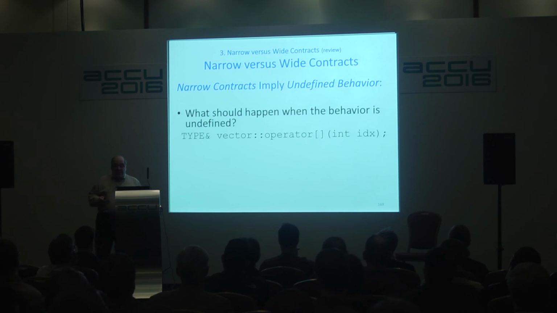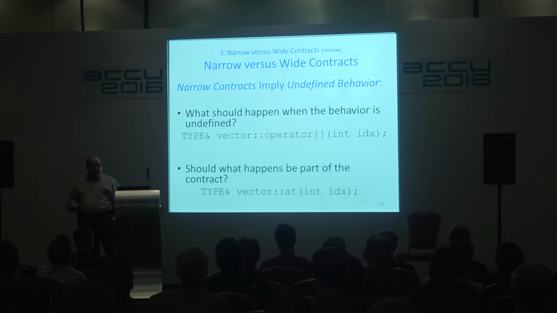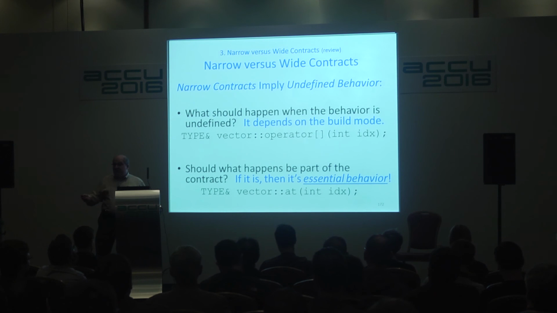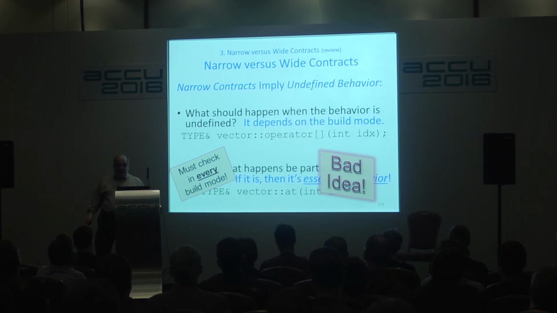So next one. Here's operator bracket. That has a narrow contract, right? Here's the at function. Does the at function have a narrow contract or a wide contract? It's wide, absolutely. Because if you call the thing outside, it's going to throw an exception, but that's part of the contract. So everything is handled, right? This depends on the build mode. This is essential behavior. So it's wide. I hate this function. I hate it. I'd much rather have the option of checking in the square bracket one because I can have it on or off depending on the program and the time of day and whatever I want.